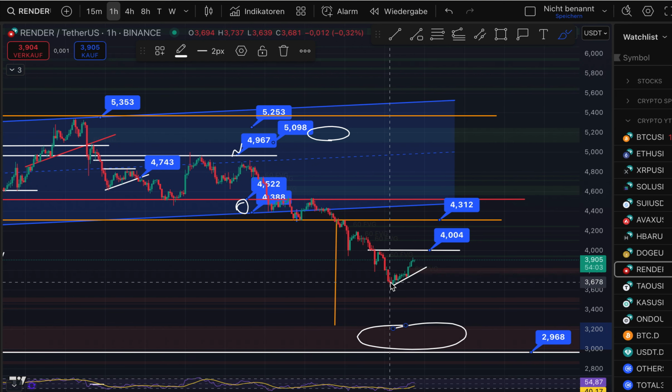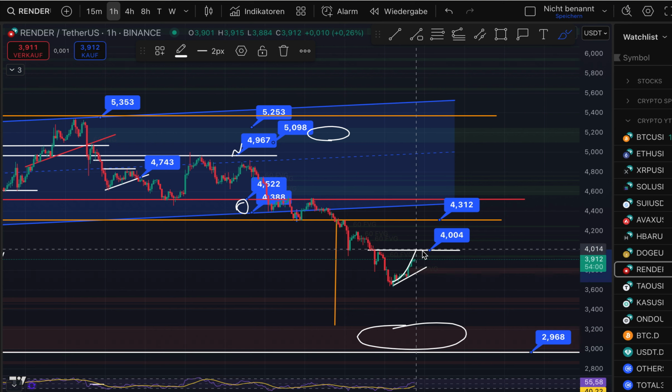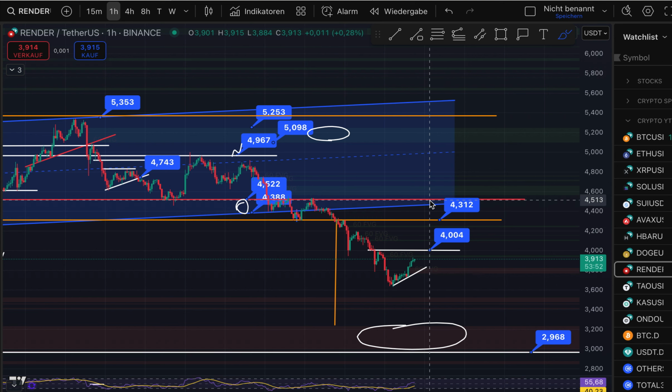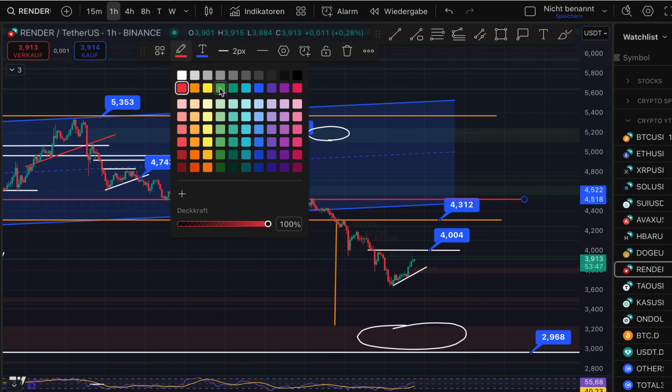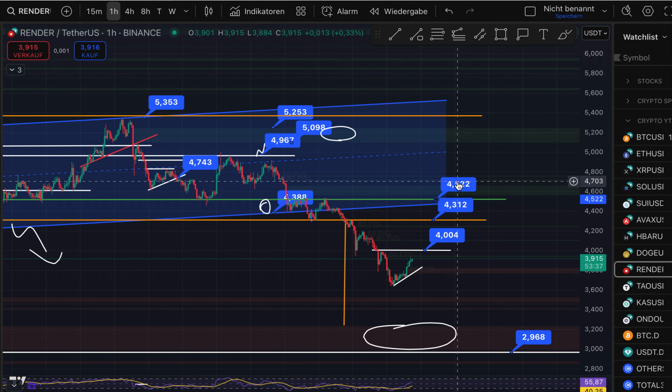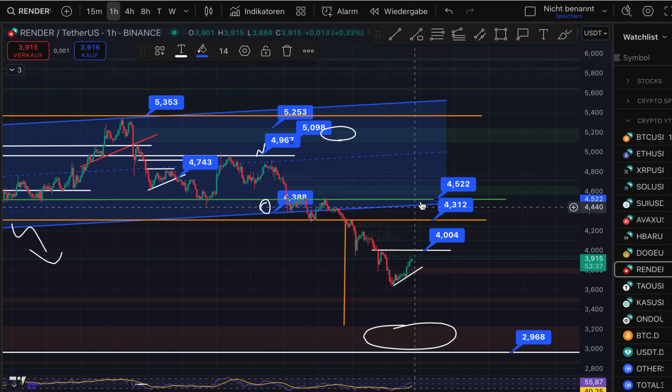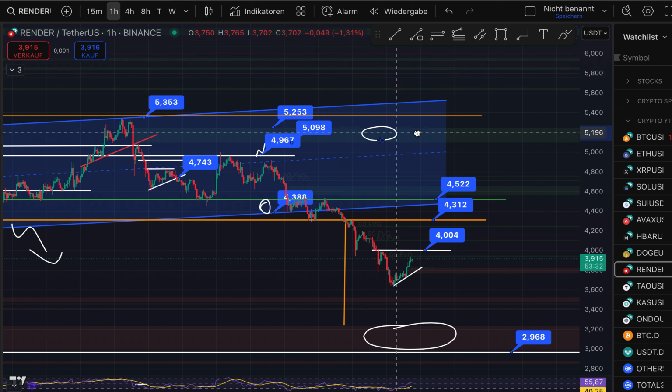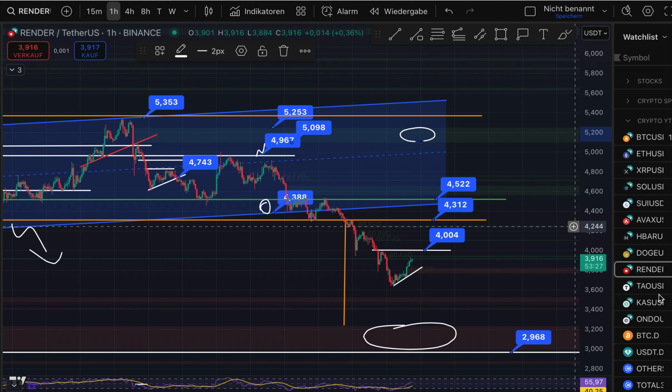We can still get a nice push to $4. If we break the $4 to the upside, then I think $4.30 is going to get interesting. But I want to see breaking the red trend line to the upside again. So I will make this trend line green. If we break this to the upside, this one here, $4.52, then I would say we have a good chance getting back into the fair value gap, which is at round about $5.10 for Render.